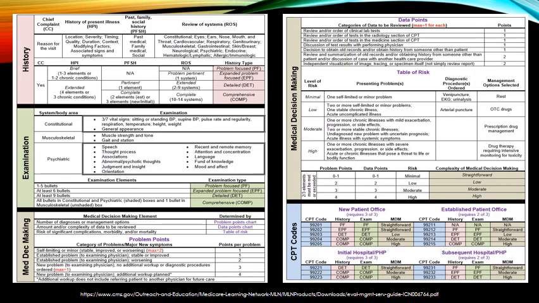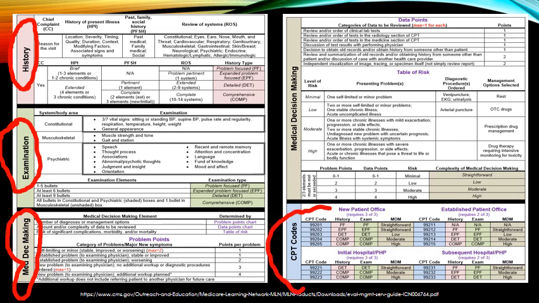Okay, so as we discussed previously, here are those 3 categories: history, examination, and the medical decision-making piece. Those are the 3 elements that are required to bill a higher level of service. Down here, these are your service levels. This is hospital on the bottom. Here on top is the outpatient visits that we were talking about. This is new. This is established.